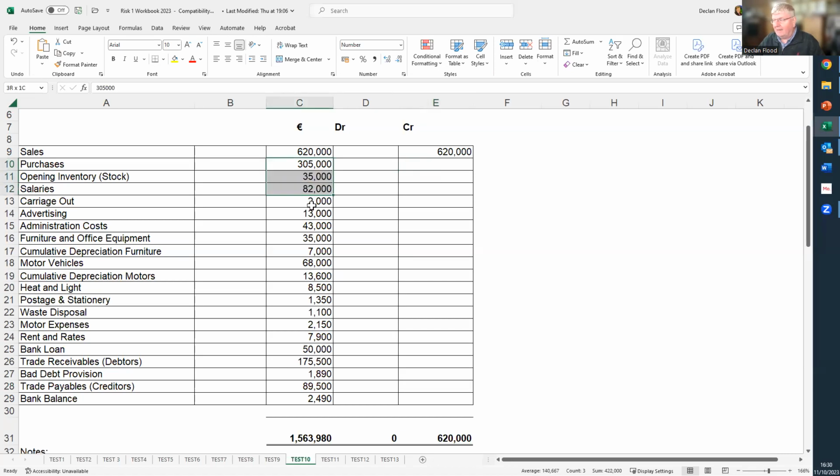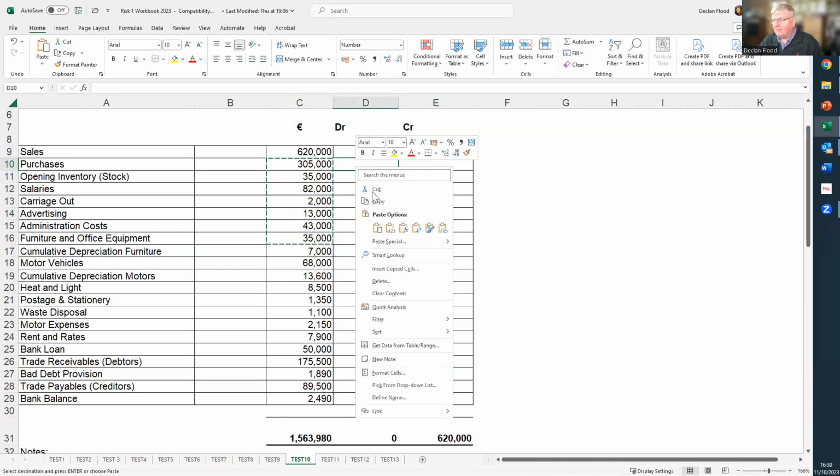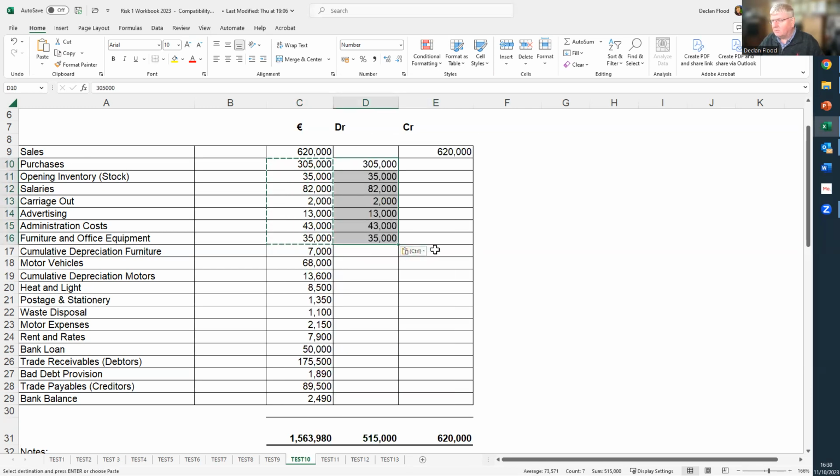be it debits or credits or whatever the case may be. So I'll just pop them in now so that you can see how to do those. Your depreciation is there, 68,000, then 13,600. All of these are debits.